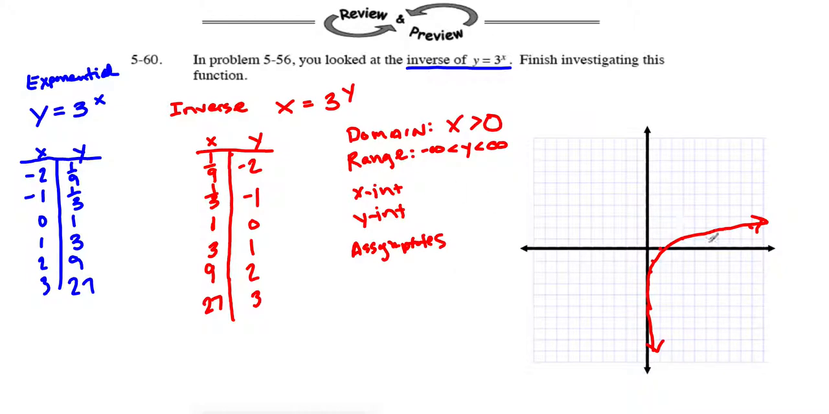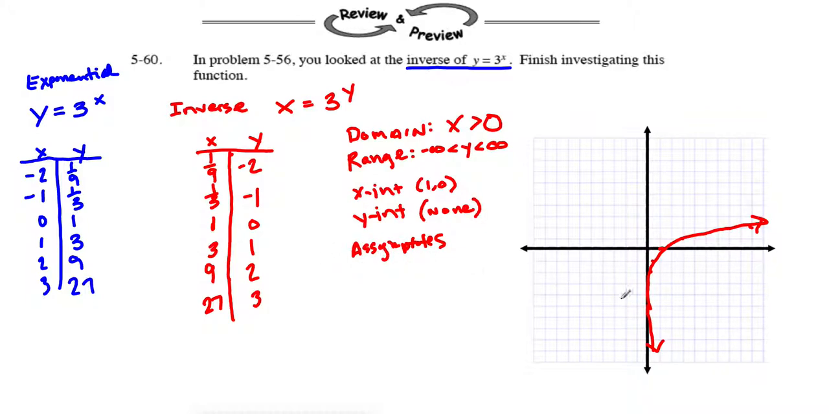Our x-intercept, well, it does intersect the x-axis right here. That should be the point 1, 0. And it's going to get closer and closer and closer to the y-axis, but it will never actually touch it. So we're going to say that there is none in this case.